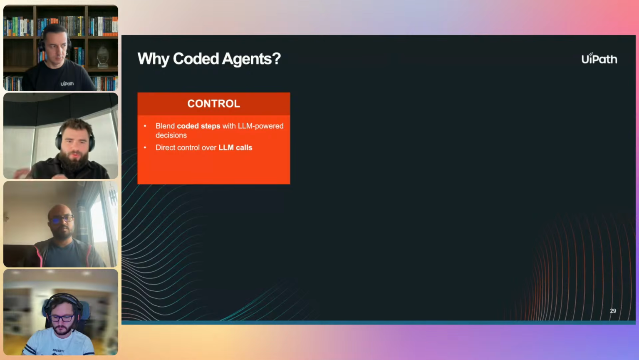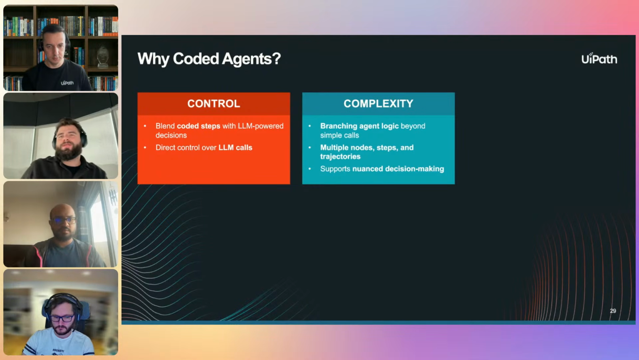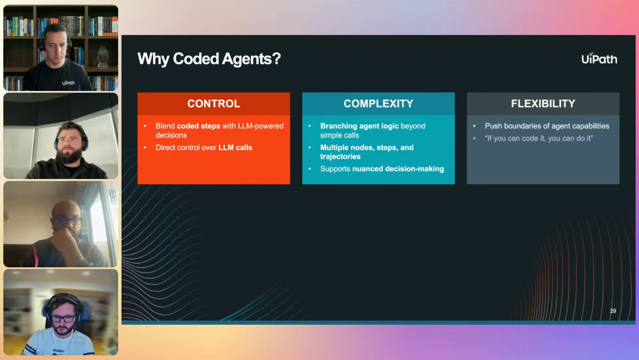And with coded, you have full control on how you can inject and what context you give at every step of the way to an agent. Secondly, on complexity, not all cases are simple. Not all cases can be prompted. Some need to go way beyond the simple LM calls and to have branching logic, multiple knobs, steps, trajectories, and you need nuanced decision making, which you can control and give that with in code.